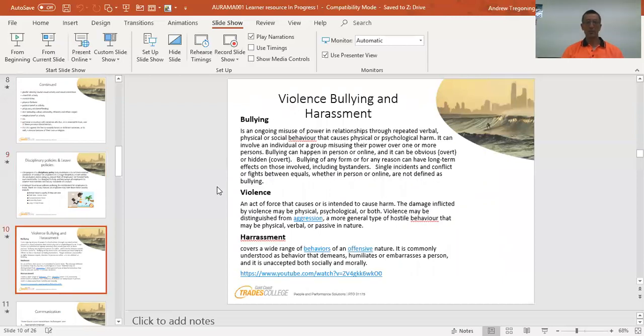That brings us to violence, bullying and harassment. You've probably all heard those terms: violence, bullying, and harassment. Bullying is an ongoing misuse of power in a relationship through repeated verbal, physical, or social behaviour that causes physical or psychological harm. It can involve an individual or group misusing their power over one or more people.